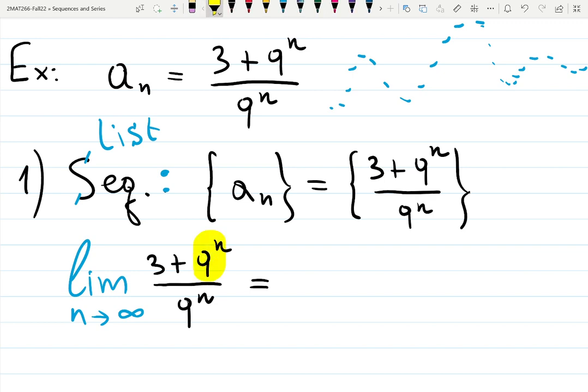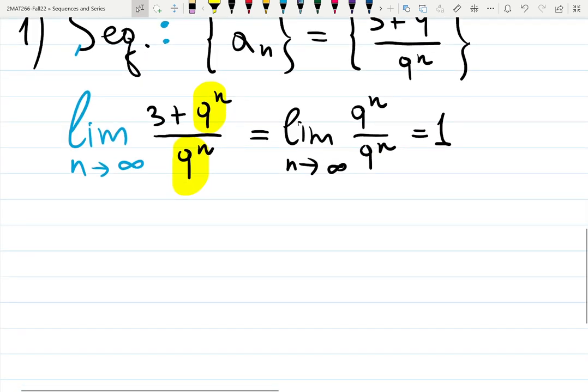Find the leader of the top, 9 to the n. So it's going to be the limit of 9 to the n. Find the leader of the bottom. That's also 9 to the n. Others do not matter in the long run. As n goes to infinity, the answer is 1.